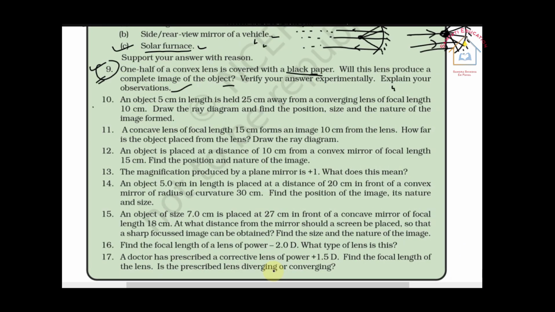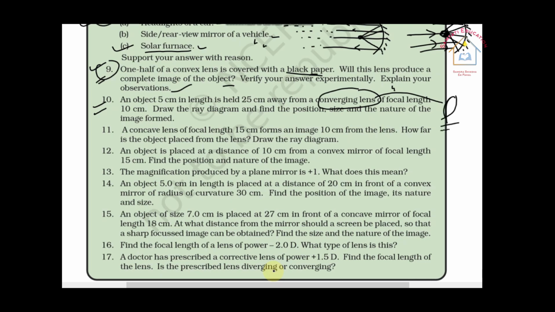Question number 10. It is a numerical type question. An object 5 centimeter in length is held 25 centimeter away from a converging lens. Converging lens means convex lens. It converges light. Hence, convex lens is called converging lens. Of focal length 10 centimeter. Draw ray diagram and find the position, size and nature of the image formed. We have to draw the ray diagram.